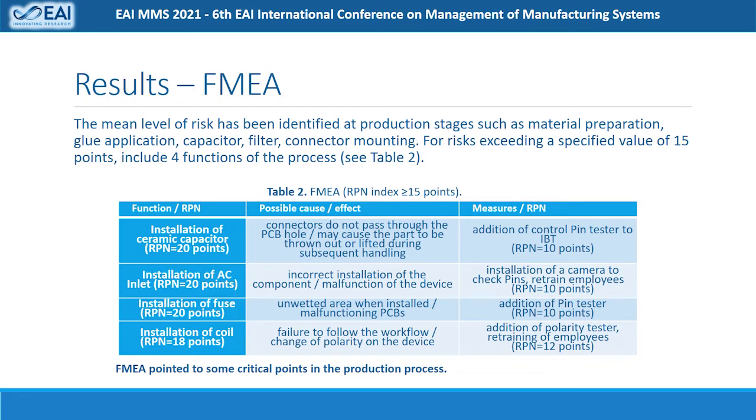FMEA pointed to some critical points in the production process. Measures to eliminate deficiencies were recommended for these production areas. The implementation of the measures has resulted in a significant reduction in the values of the risk priority number.